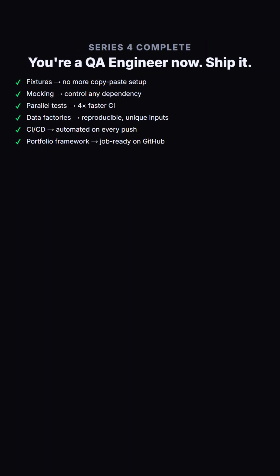We have covered a lot of ground in this series. Fixtures in conftest for clean, composable setup. Mocking for fast, reliable tests that do not depend on external systems. Parallel execution for suites that run in minutes, not hours. Test data management for dynamic, collision-free, cleanable data. GitHub Actions for a CI pipeline that runs on every change. And now a portfolio framework that puts it all together.